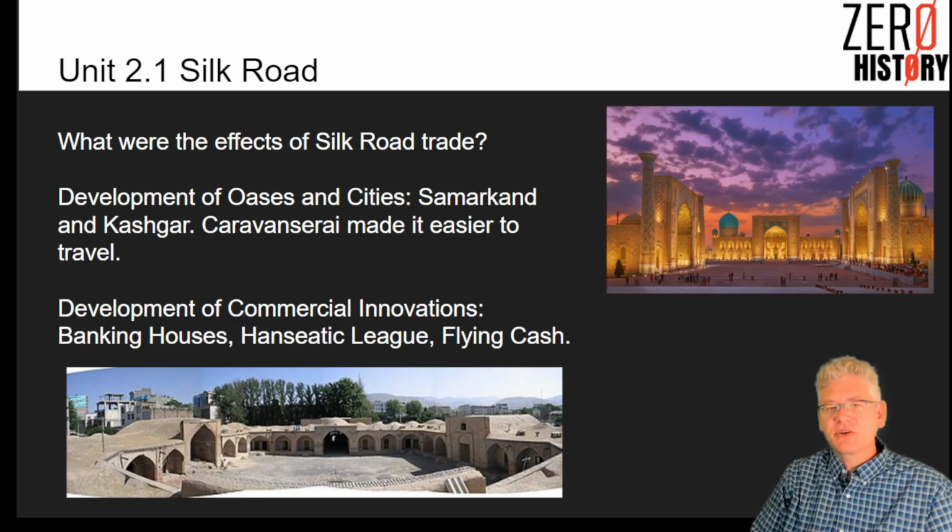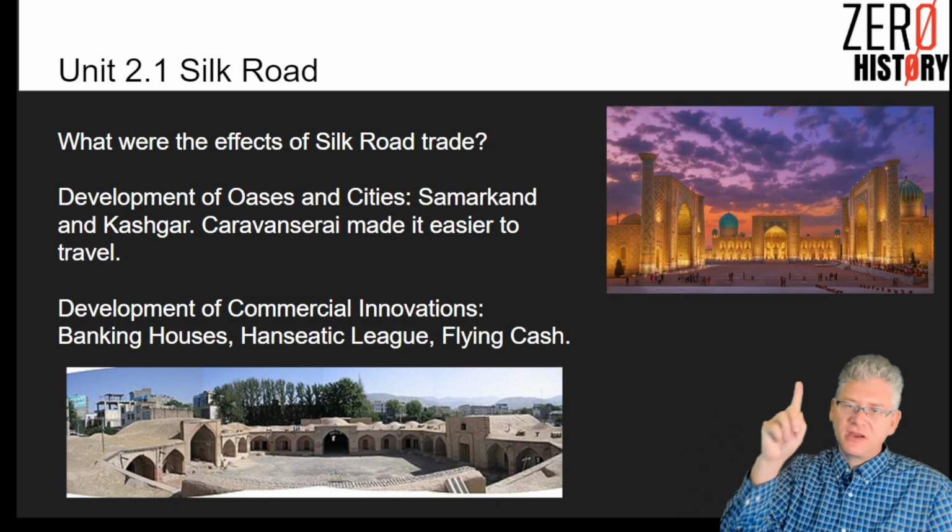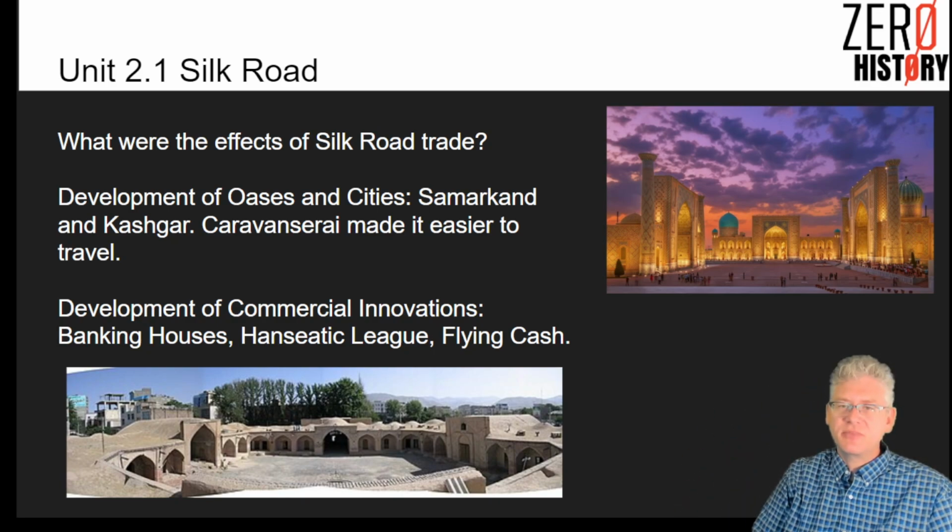And also cities. So Samarkand and Kashgar were fairly small cities, but they are going to get bigger and bigger as more and more trade comes their way. This picture above me here is modern day Samarkand. You can see the beautiful mosque that they have there.